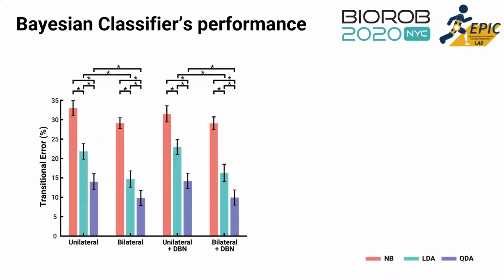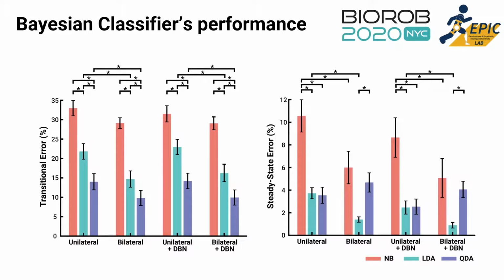Next, we explored the effect of model complexity on the overall classifier's performance. For both unilateral and bilateral feature conditions, each step of model complexity yielded significantly better transitional performance. However, a similar trend was not exhibited in the steady-state performance.